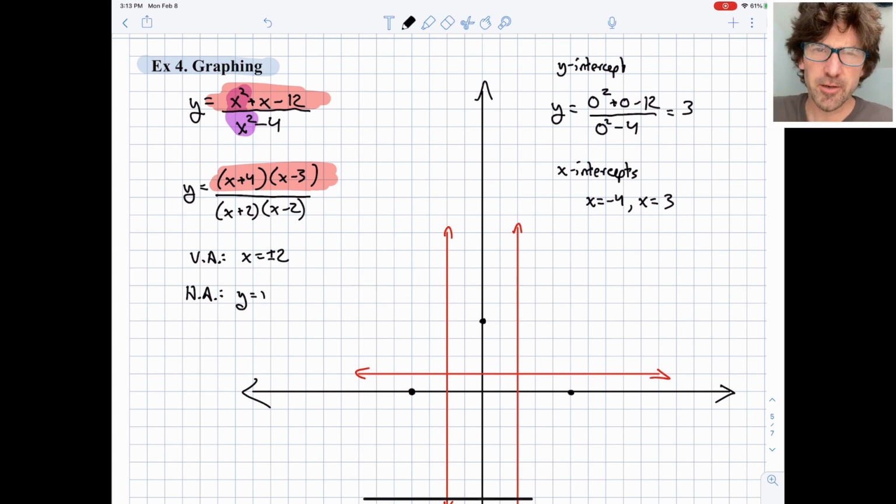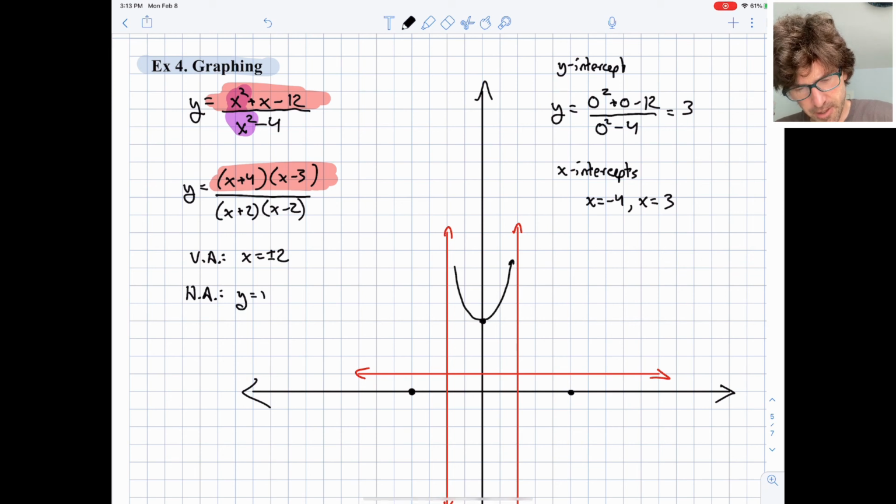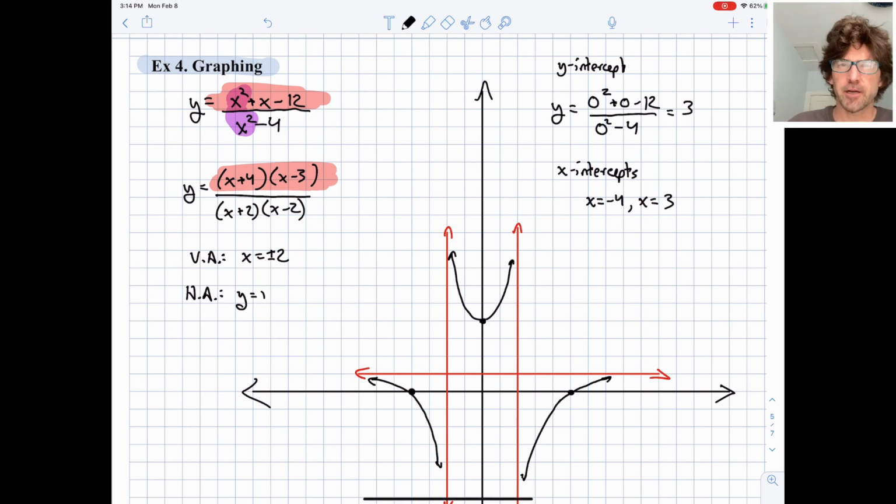From this point, you're welcome to plug in further values of x and get more precise values of y, but I'm going to sketch in my curve because again, I am just looking for general shapes here. We need our curves to approach these asymptotes and never hit them, and they will look something like that. So there's a rough sketch of our function right there. That one involved a lot, and we got through it, so that's a good place to stop.